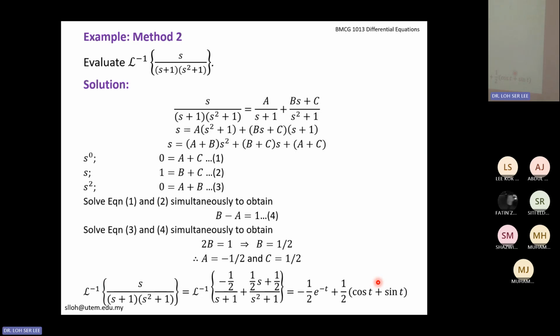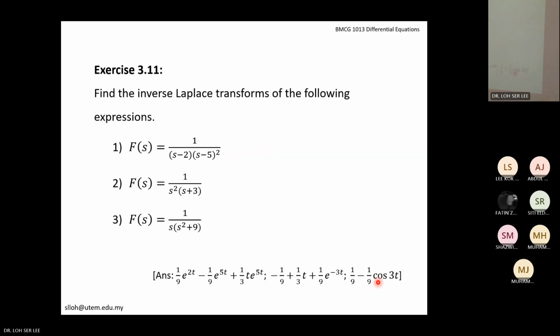So if you know how to do the partial fraction, then you have another choice to solve for the inverse Laplace. This one I leave to you, because this is not in the syllabus. This is just for you to have one more option to solve inverse Laplace, because actually you can solve using completing the square by using the first translation.